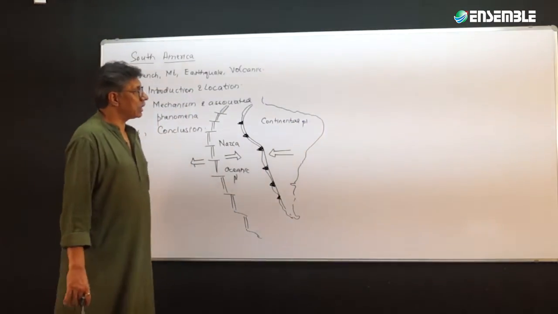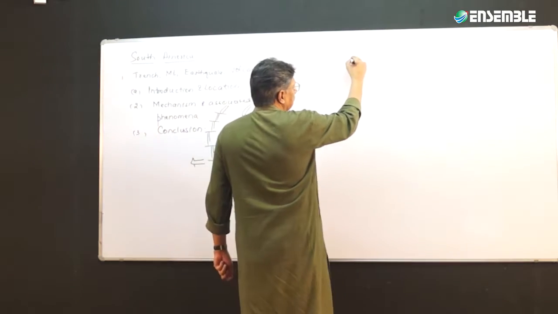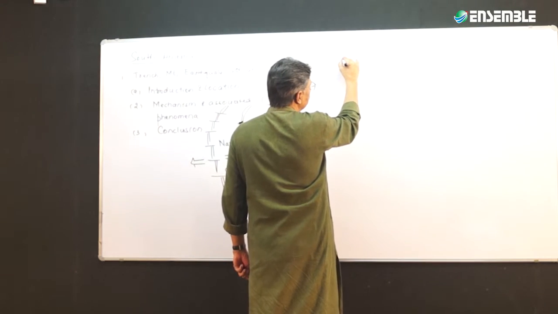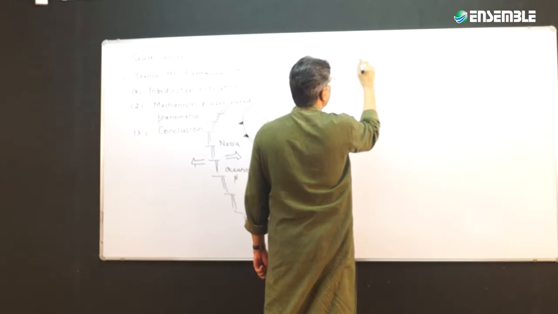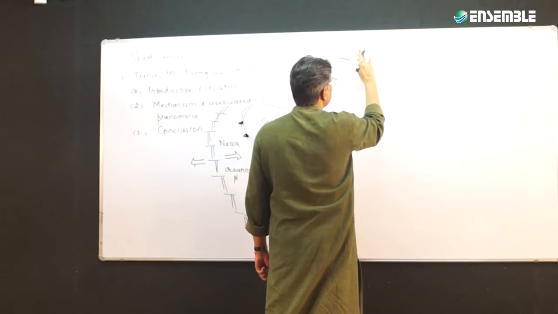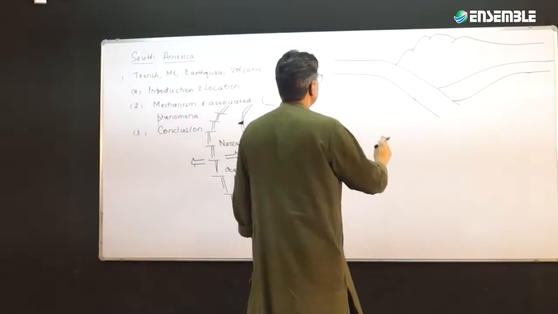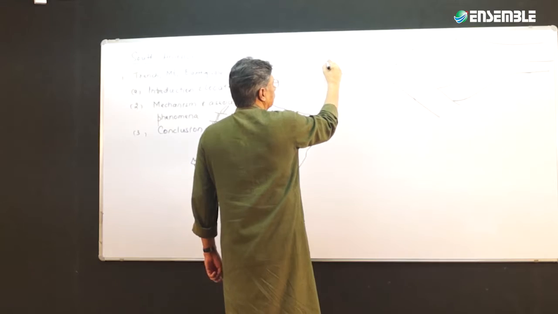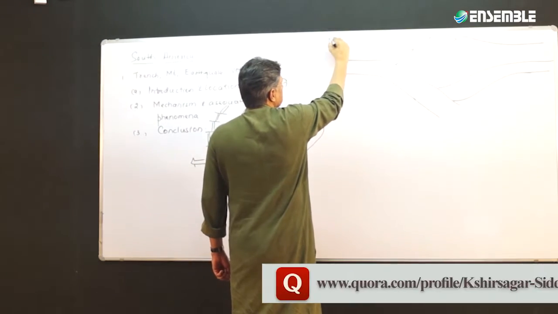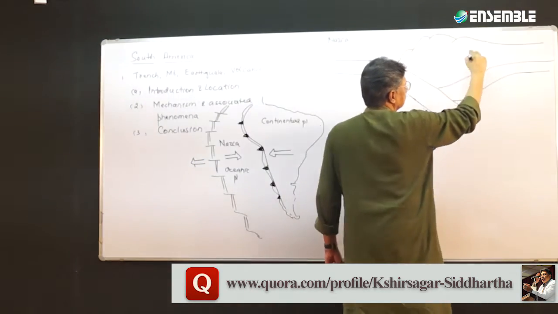Second is mechanism and associated features. What happens in this place? This is going to be one of these plates, and we are going to take it in the form of a profile. This is the way it is going to be taken care of. Now you can write Nazca, that's one, and that is going to be South America.